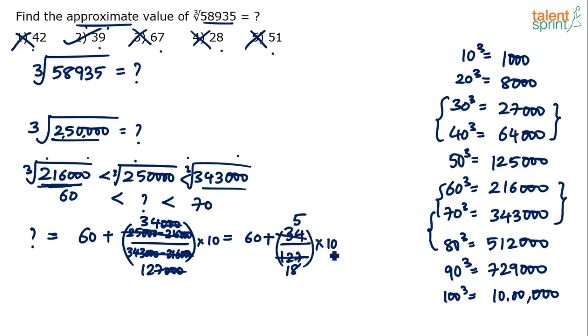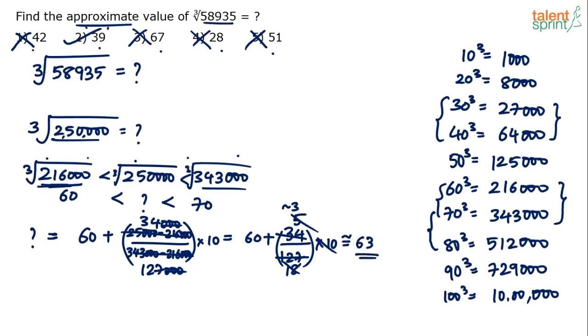So basically 60 plus 50 divided by 18. What is 50 by 18? See, 54 by 18 is 3, and 50 by 18 is approximately 3. Yes or no? Because 54 by 18 is 3, this is approximately 3. So all this results in approximately 3. So 60 plus 3, 63. 63 is going to be the answer. So the cube root of 2,50,000 is approximately 63.